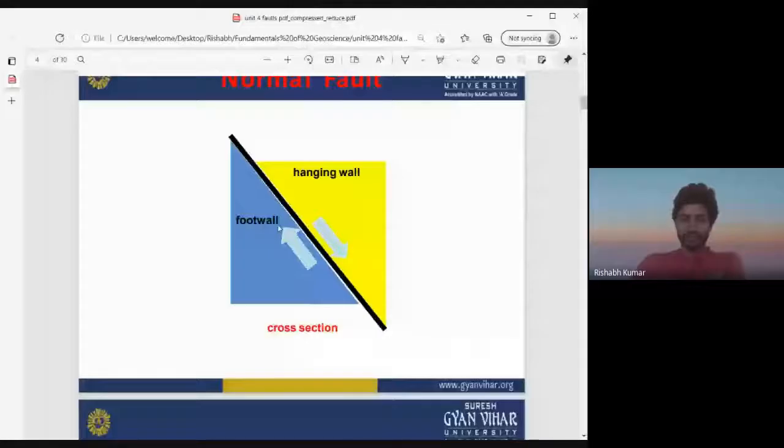Dip slip. What are fault blocks? The movement of the fault blocks is parallel to the dip direction, right? So in this case, look, what is your dip direction here? What is your dip direction? This is the direction of the dip, this side, okay?